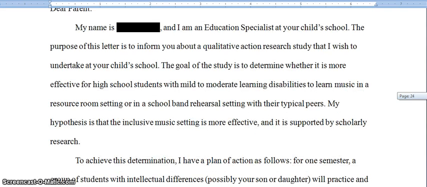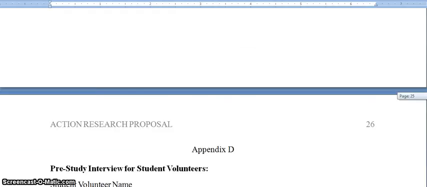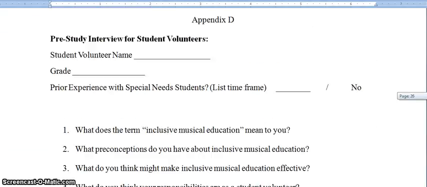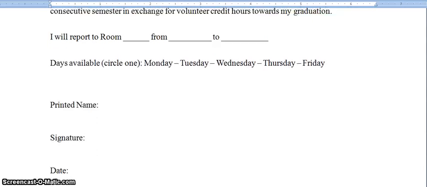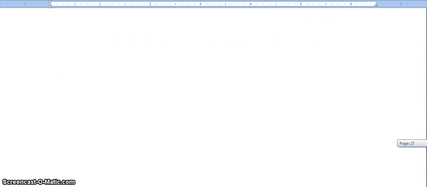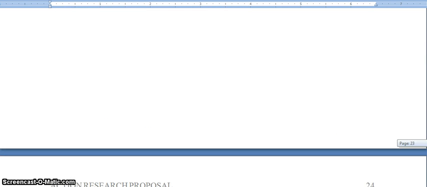And we went over that process. You do have to get permission. You get permission from the school, you get permission from the parents, you get permission from the teachers. And she did a pre-study interview, she did an interview during the study, and then she did a post. So these are all included as appendices.